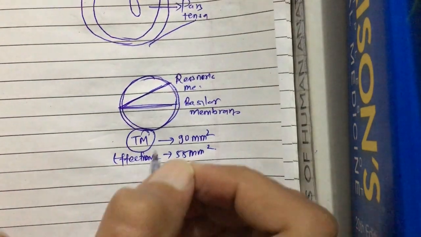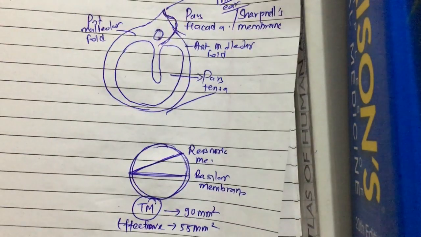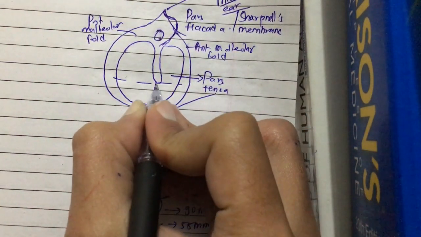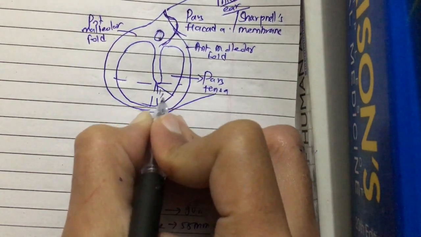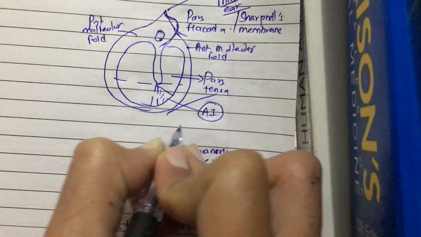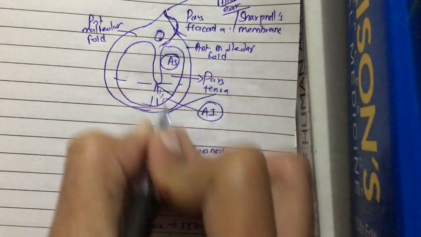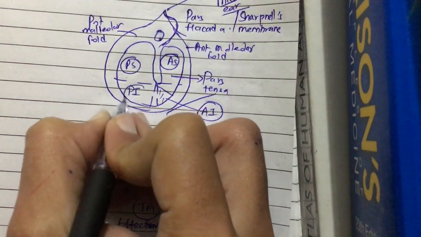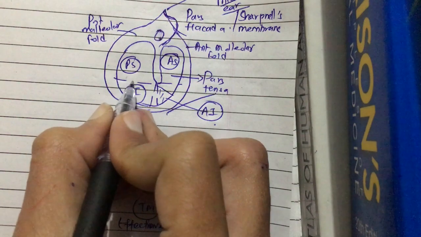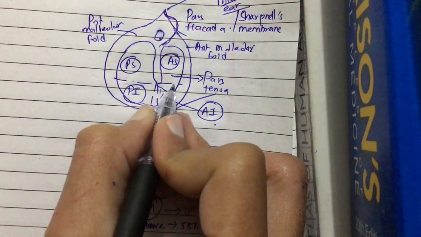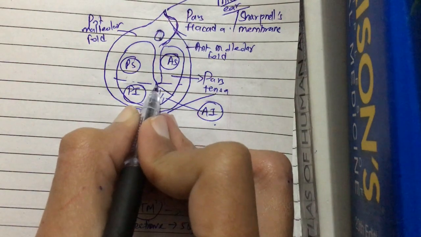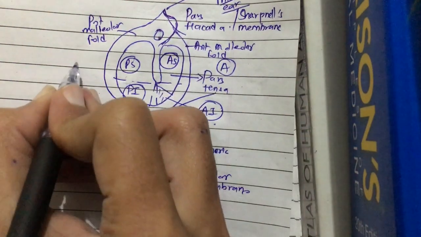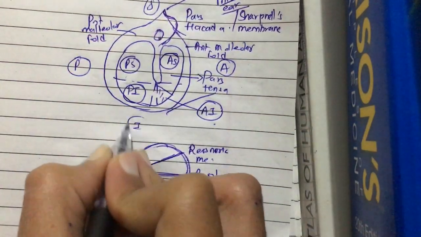The cone of light in the tympanic membrane is found in the antero-inferior quadrant. This is the antero-superior quadrant, this is the antero-inferior quadrant, this is posterior superior, and this is posterior inferior. These four quadrants are formed when a perpendicular line is drawn to the umbo. The cone of light is found in the antero-inferior quadrant.